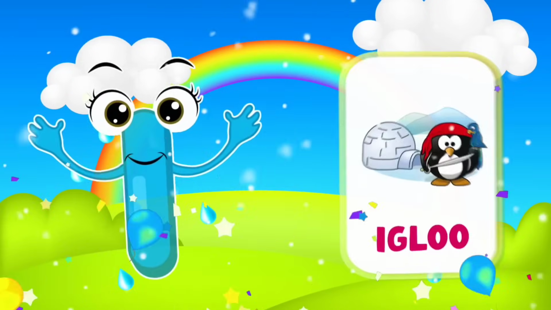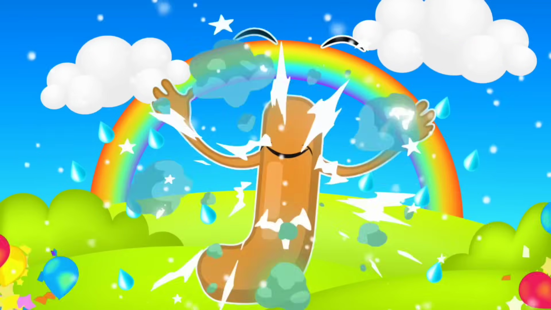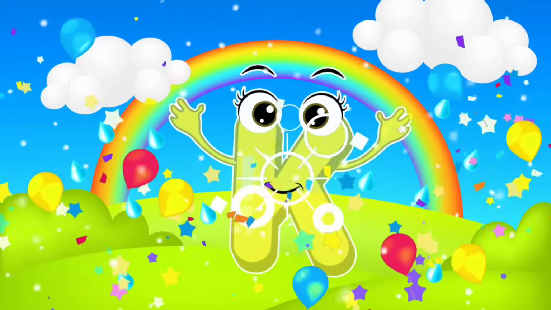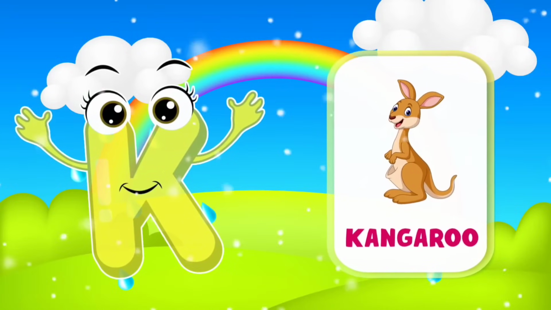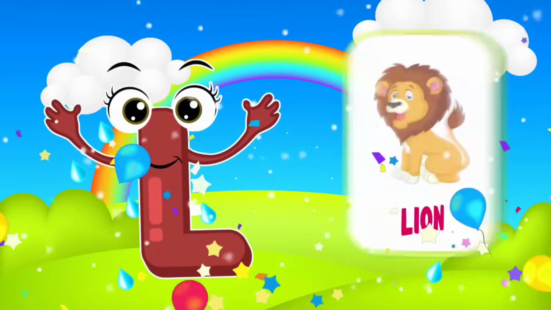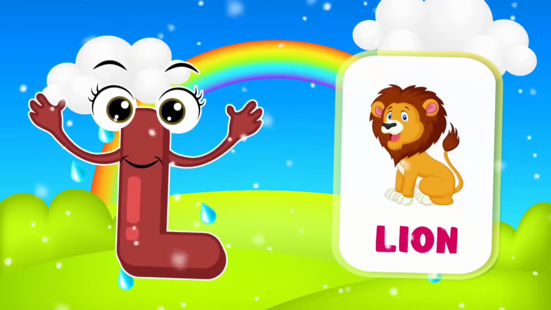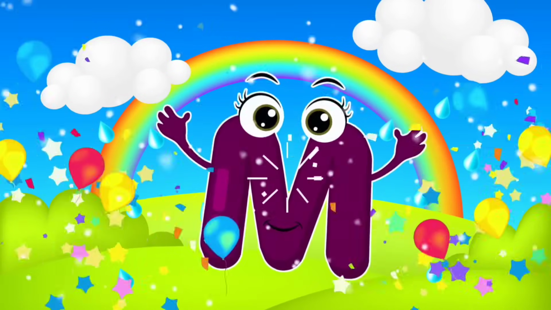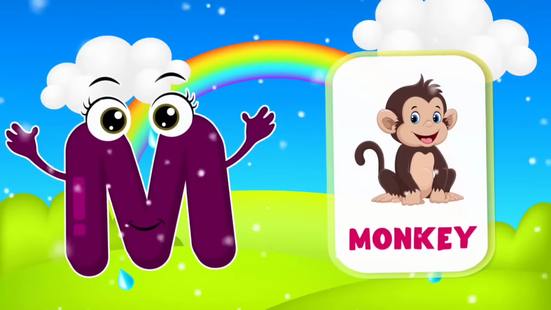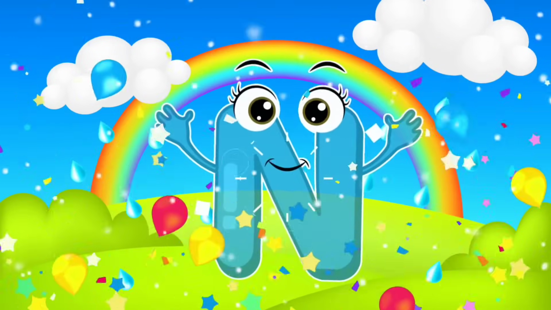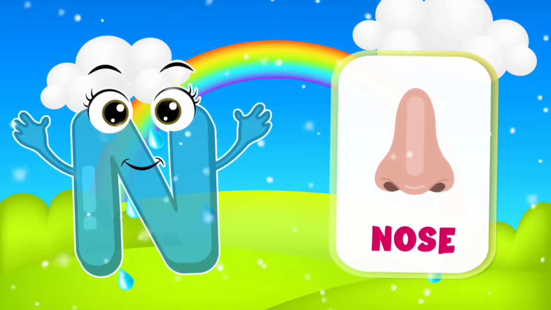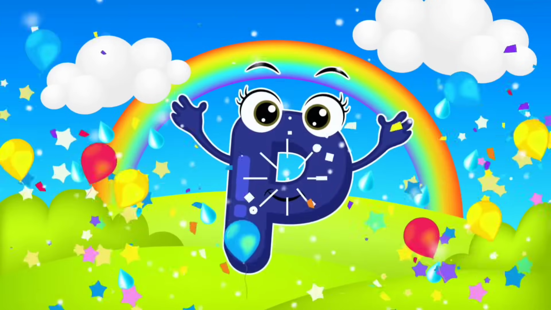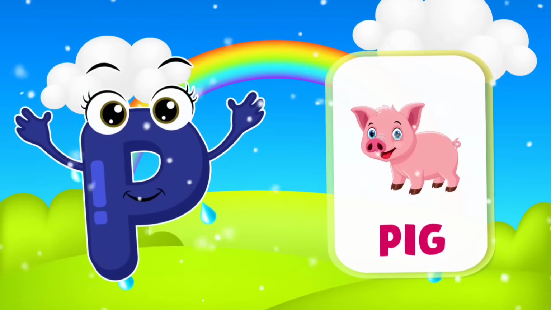Hat. I is for igloo, igloo. J is for juice, juice. K is for kangaroo, kangaroo. L is for lion, lion. M is for monkey, monkey. N is for nose, nose. O is for octopus, octopus. B is for big, big.